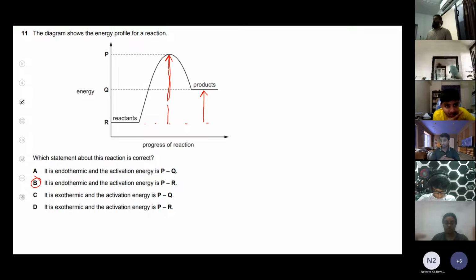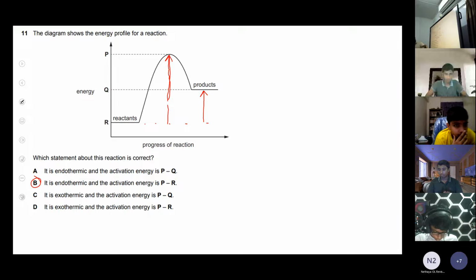Right, Nitila? Anyone can use any alphabet for these. What's the theory? Activation energy starts from the reactants to the top of the hump. Enthalpy change starts from the reactants only until the products. Enthalpy change is the real change of energies between reactants and products. Activation energy is from the reactants to the top of the mountain. Therefore, the answer is B.